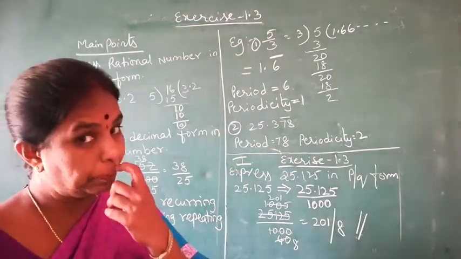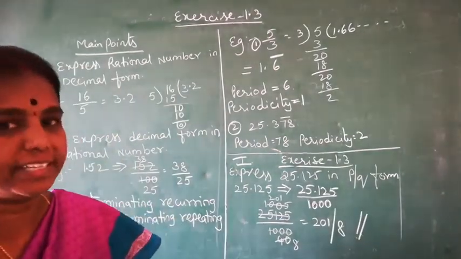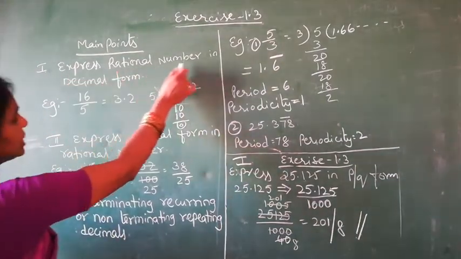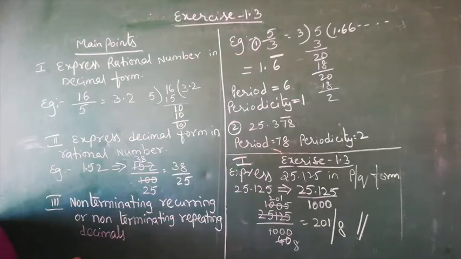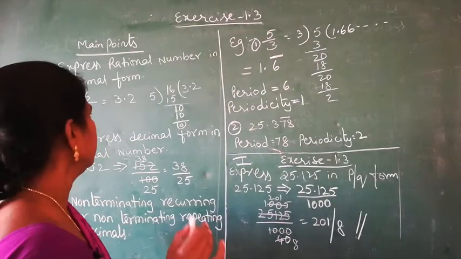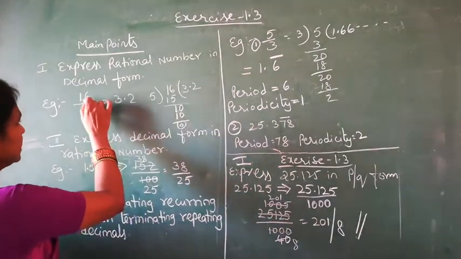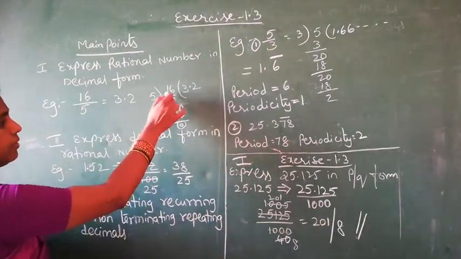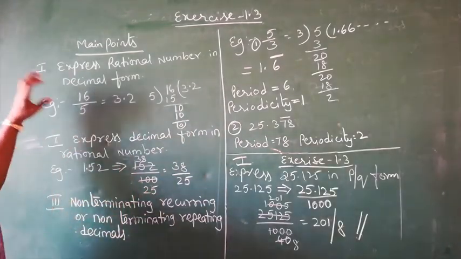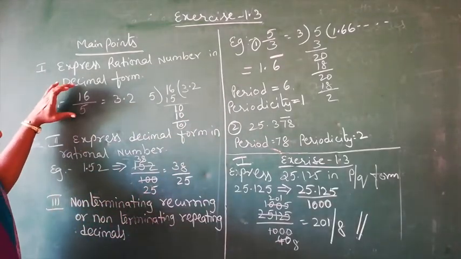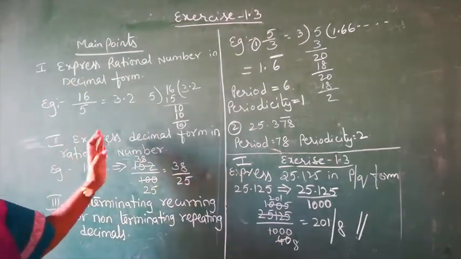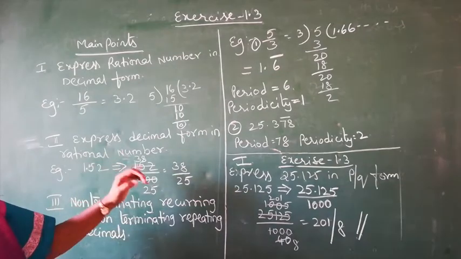Today we are going to learn the third exercise. That is, the first two bits related to decimals and rational numbers. Now some main points: express a rational number in decimal form, and how to convert a rational number to decimal form. Now, what is the rational number? 16 by 5. We have to divide 16 by 5, and you will get 3.2. Then what is the decimal form of 16 by 5? 3.2.